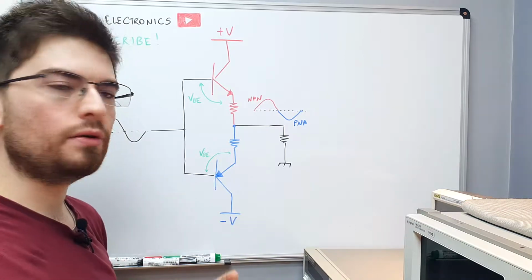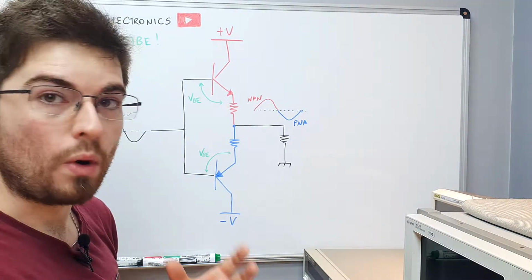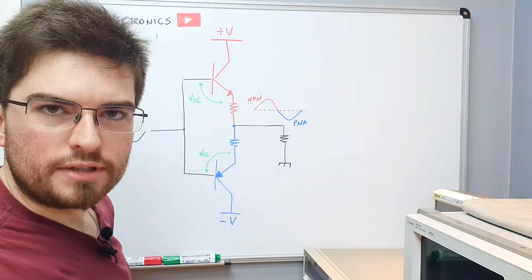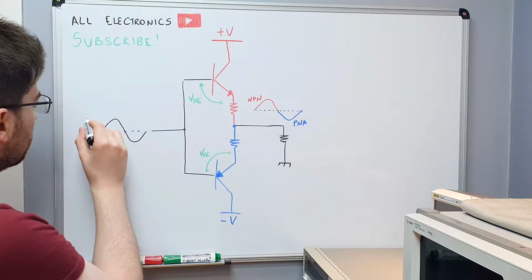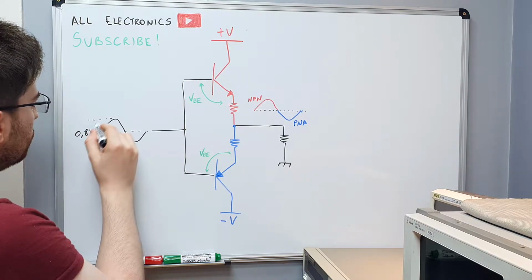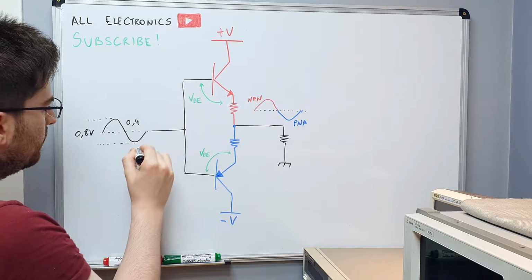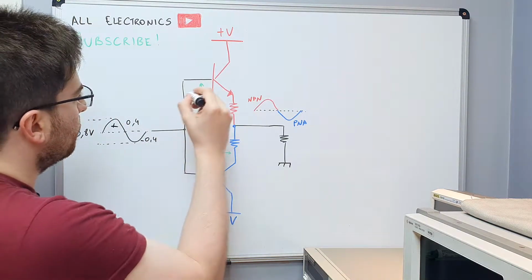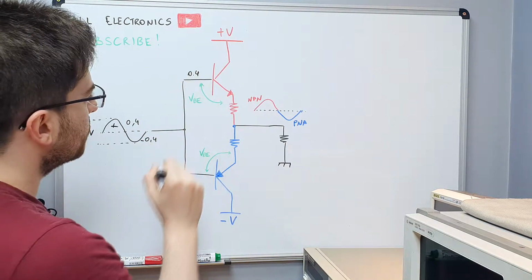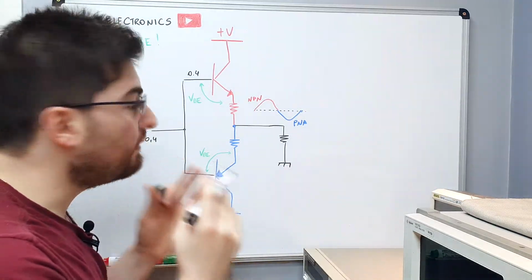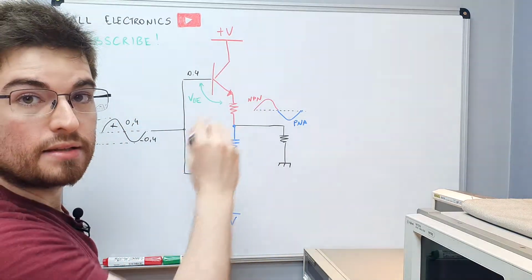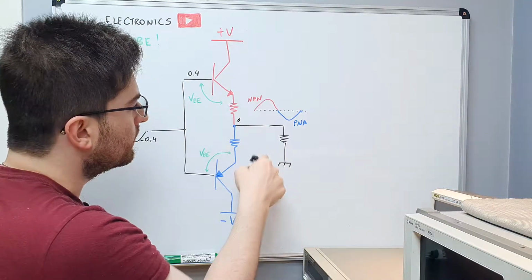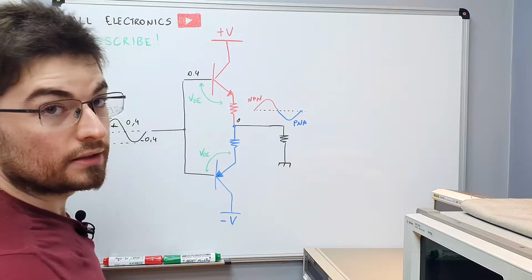So what happens if the input signal is smaller than 0.7 volts? Well, the transistors will not turn on and we will get no signal on the output. If the input signal is, let's see, 0.8 volts peak to peak, 0.4 volts positive and 0.4 volts negative, then on the positive cycle we will have 0.4 volts here on the base, but we need at least 0.7 volts for the base to conduct. So this transistor will never turn on, because here we will be at 0 volts as the load is pulling this node to 0 when the transistor is in the cutoff region.